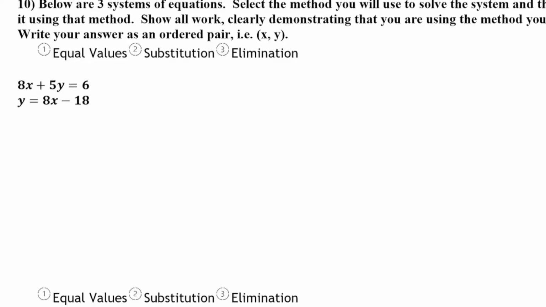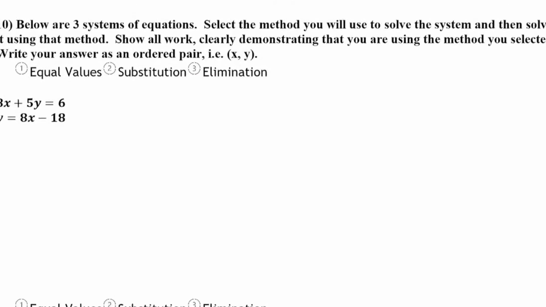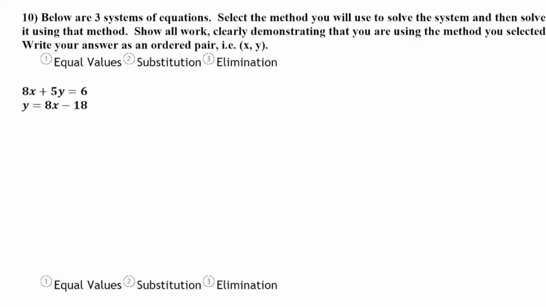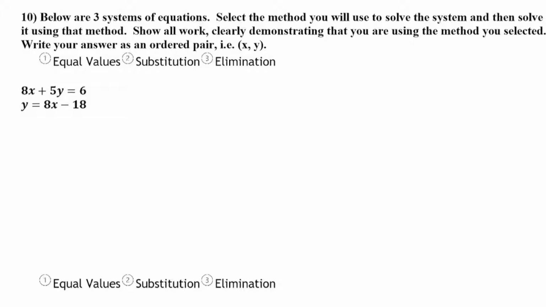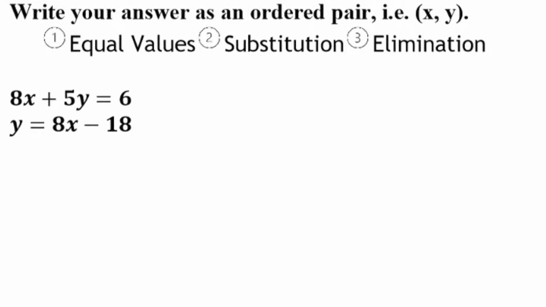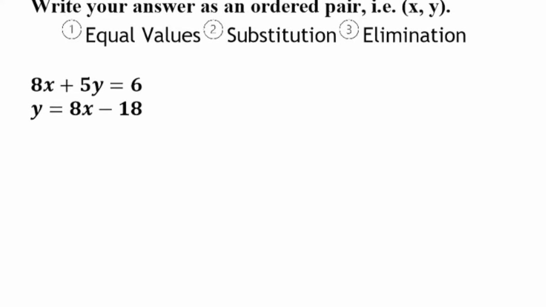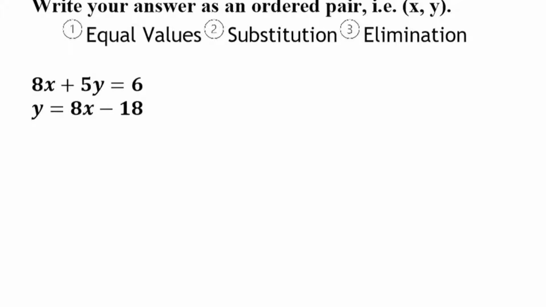Question 10. On this question, we have 3 systems of equations. And it says, I want you to solve those by selecting the method you're going to use and then show the work indicating that you're really using that method. So again, the 3 techniques we've talked about are equal values, substitution, and elimination. And if I look at this first one, I'm going to pick substitution. So I'm going to bubble in the substitution because that's what I'm using. And then let's see if I can show the substitution.